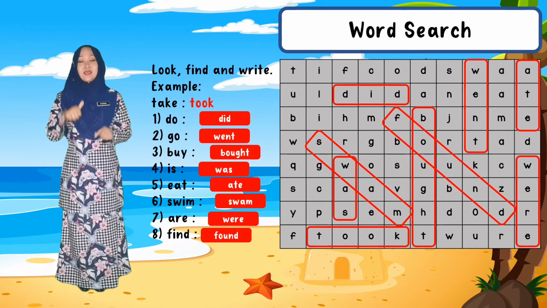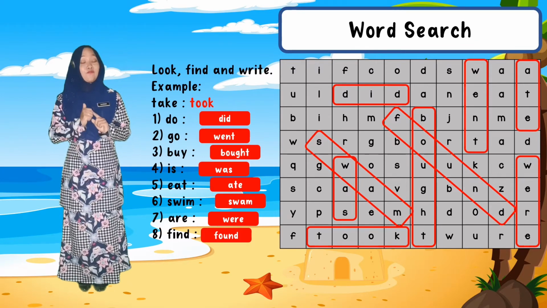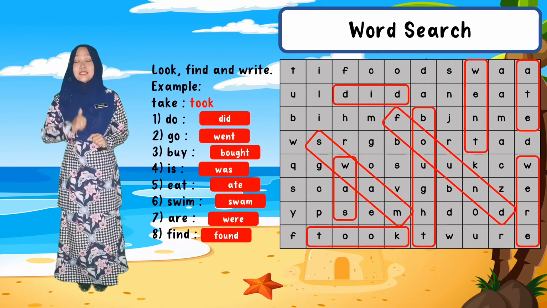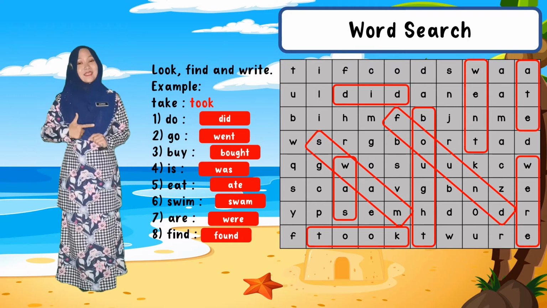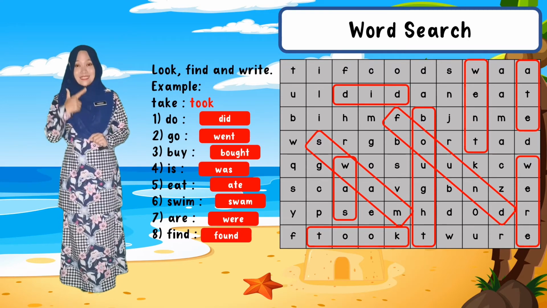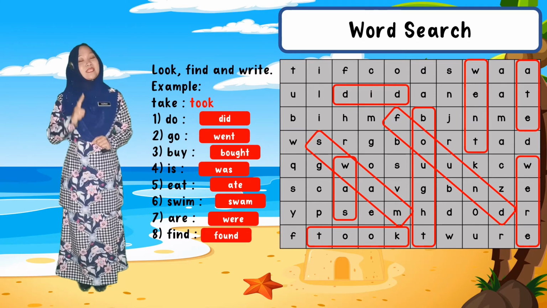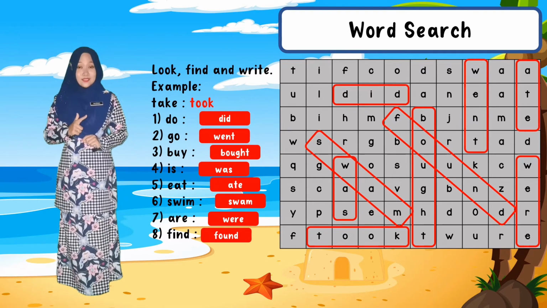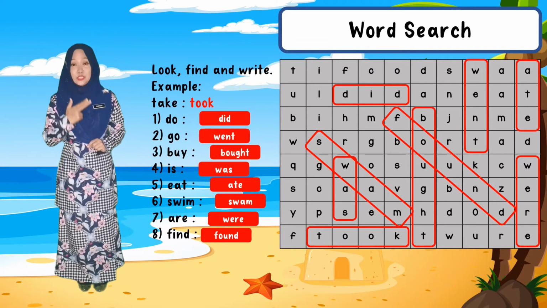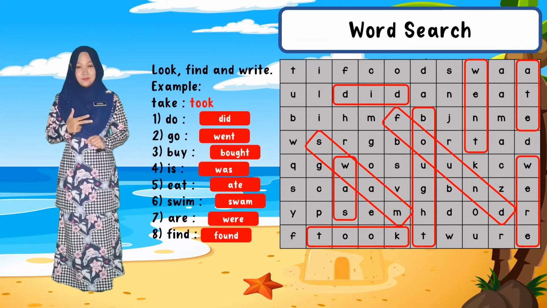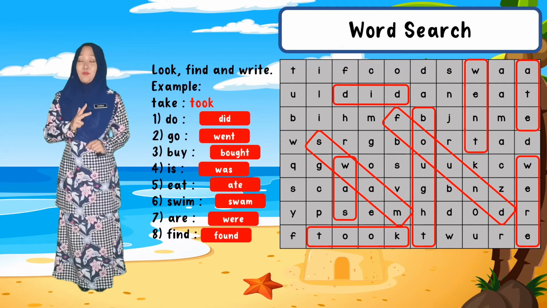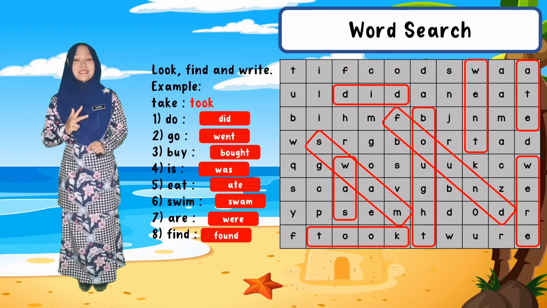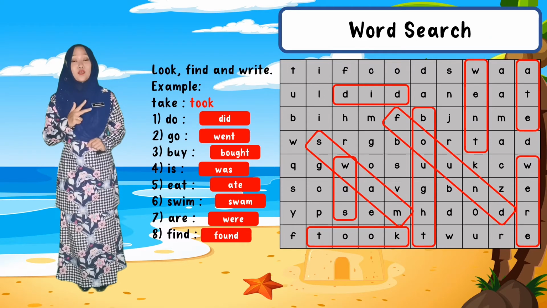D-I-D. The correct past tense form of the verb go is went. That is W-E-N-T. The past tense form of the verb buy is bought. B-O-U-G-H-T. The past tense form of the verb is was.